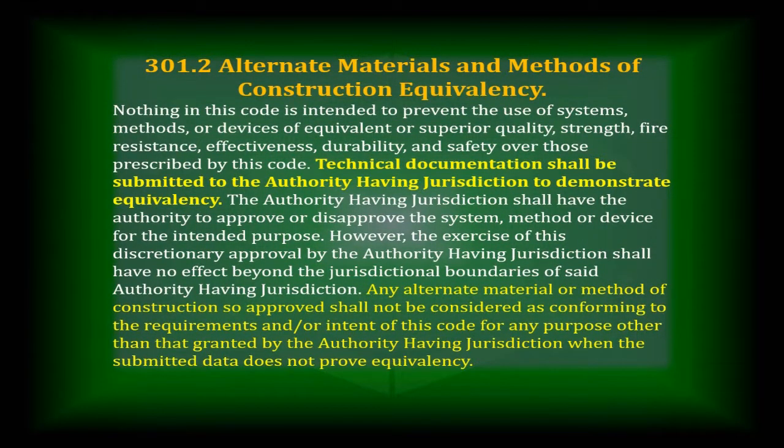301.2 Alternate materials and methods of construction equivalency. Now this one's pretty straightforward as well. A whole lot of writing here, but it's really pretty straightforward.